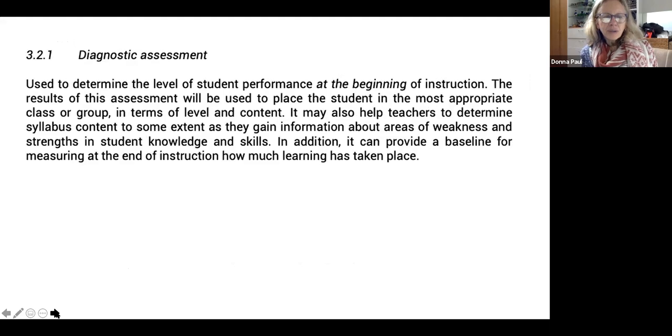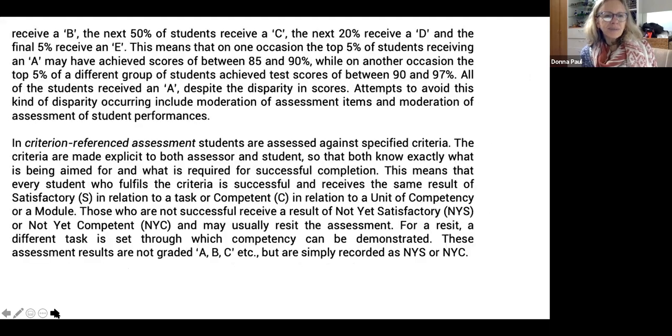And we will continue next week with assessment. That's what we did on the 7th of November.